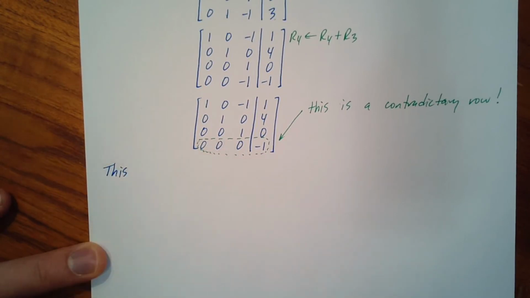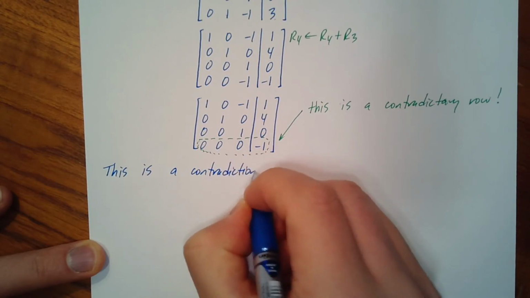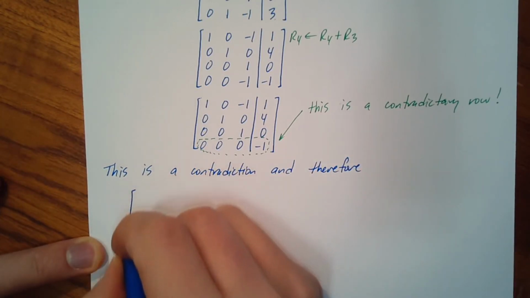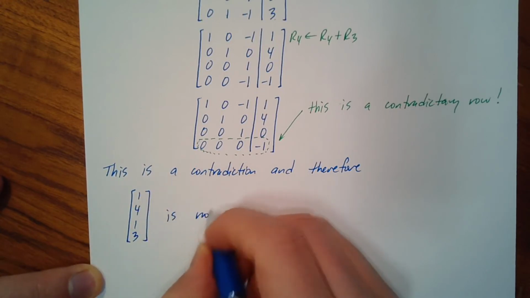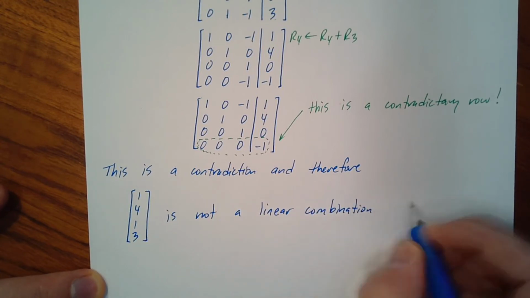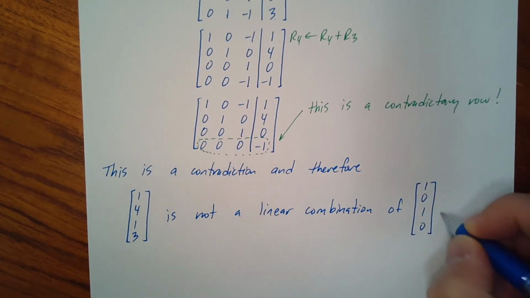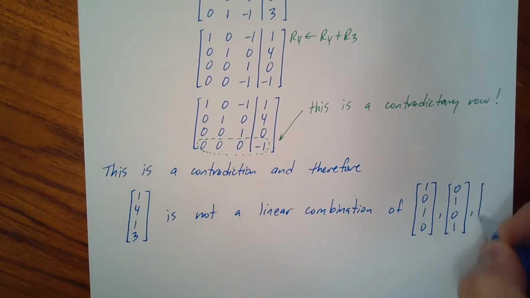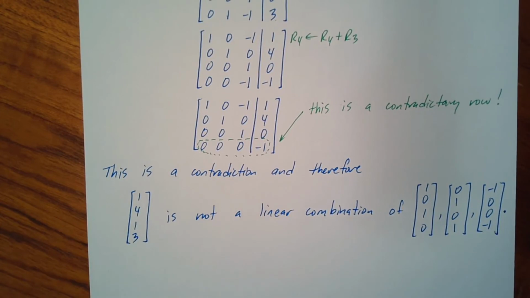Let's finish this off completely informally. So we say this is a contradiction, and therefore this vector that we started with, so I'll just summarize what we had, 1, 4, 1, 3, is not a linear combination of those other three vectors, which were, just to be complete, 1, 0, 1, 0, 0, 1, 0, 1, and then finally negative 1, 0, 0, negative 1. Okay, so that is our conclusion.